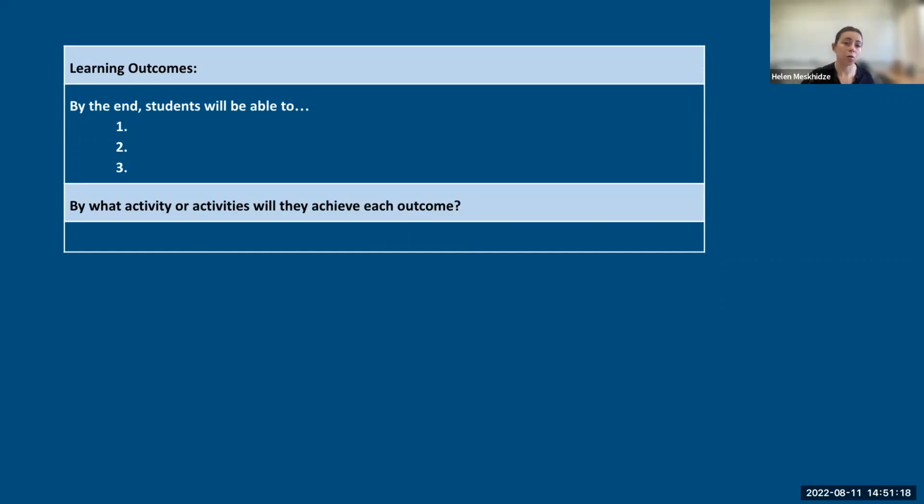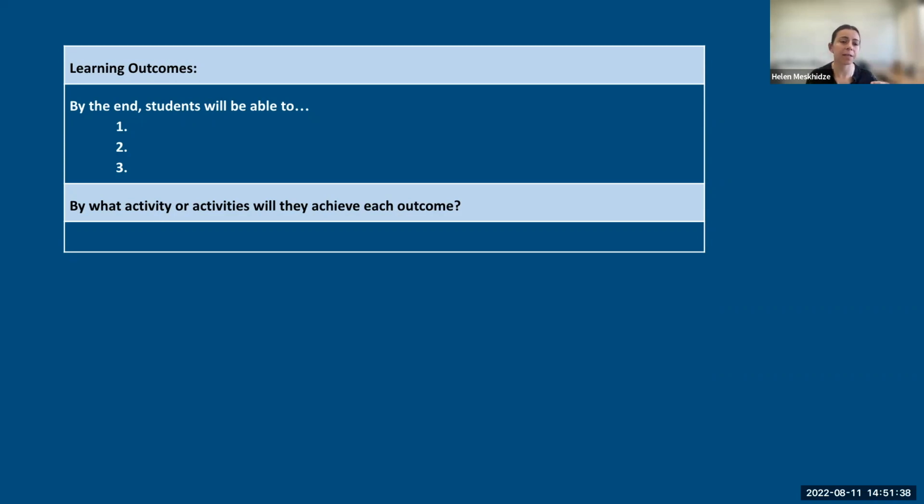Importantly, these are not your course level learning outcomes. They're not your course goals. These are your lesson level ones. These are much more specific and narrow. So by the end of this lesson or by the end of this class period, students will be able to blah, blah, blah. The template looks the same, but the scope is much narrower.